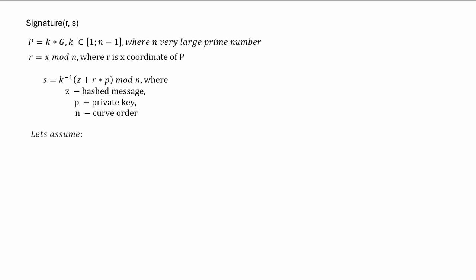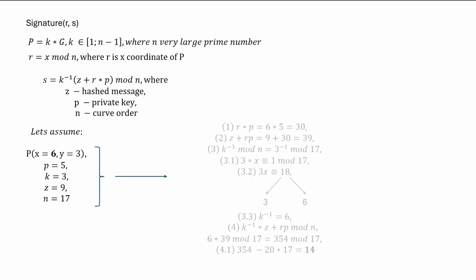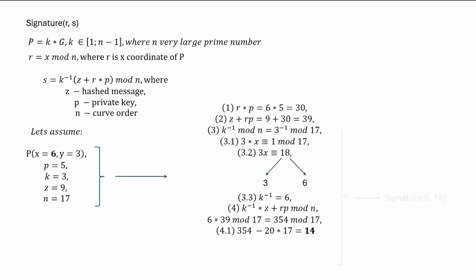For example, let's assume our p coordinates are 6 and 3, our private key is 5, random number is 3, hashed message is 9, and curve order is 17. Then we plug these values into the formula and get an s value of 14, which combined with the r of 6 yields a signature that is 6 and 14. It is worth noting that this example is a generalization and such low numbers would never be used in real blockchains. So finally, on to how a real blockchain would work.